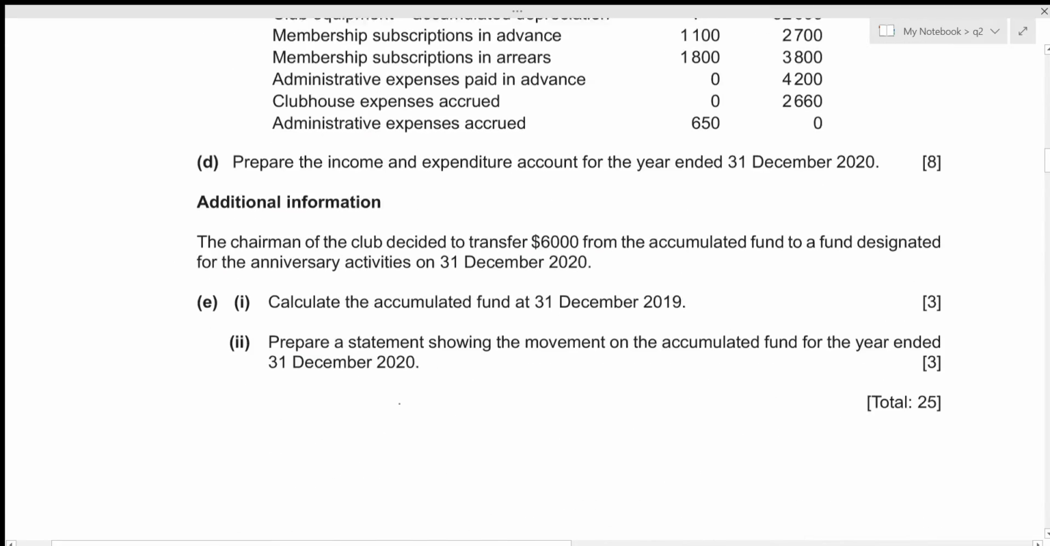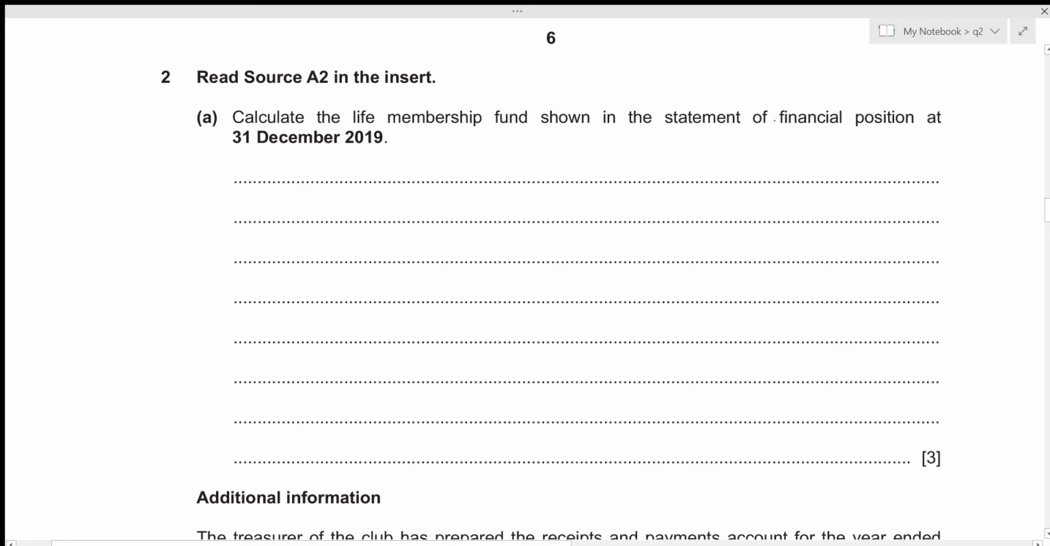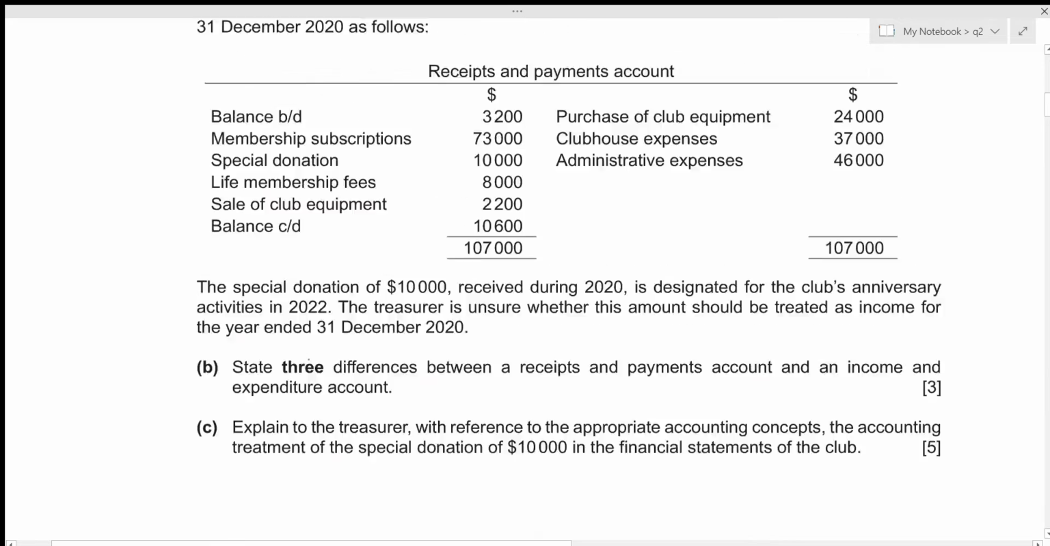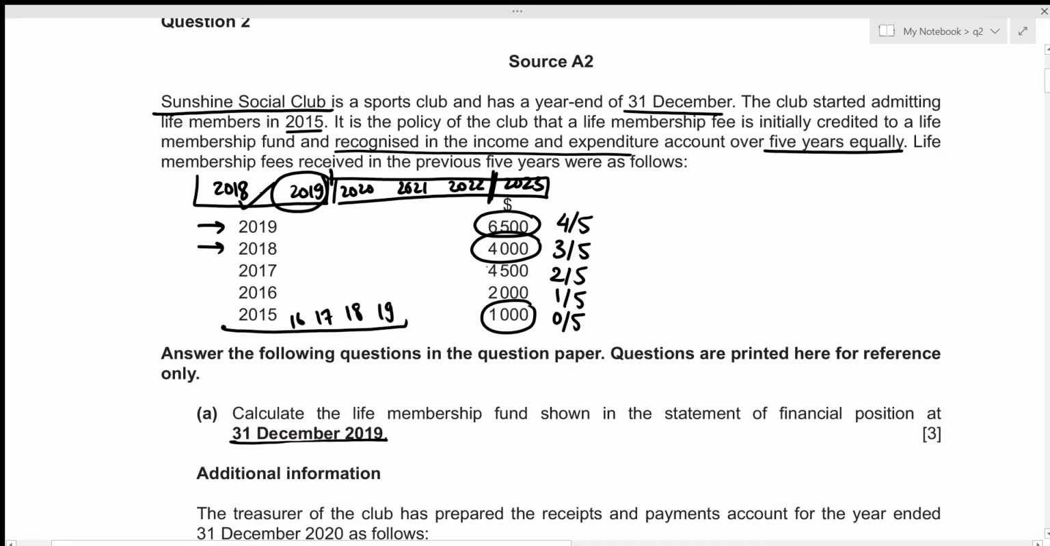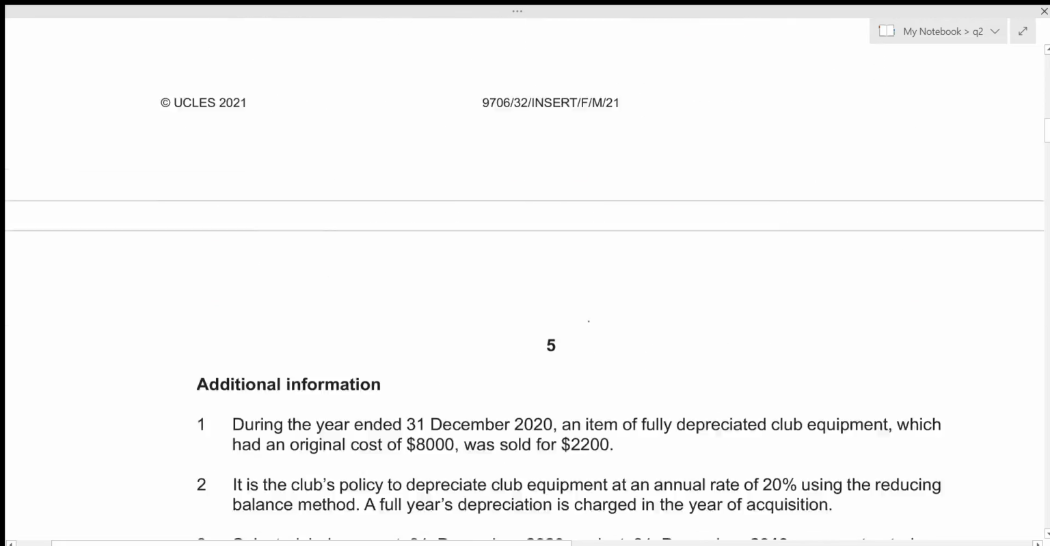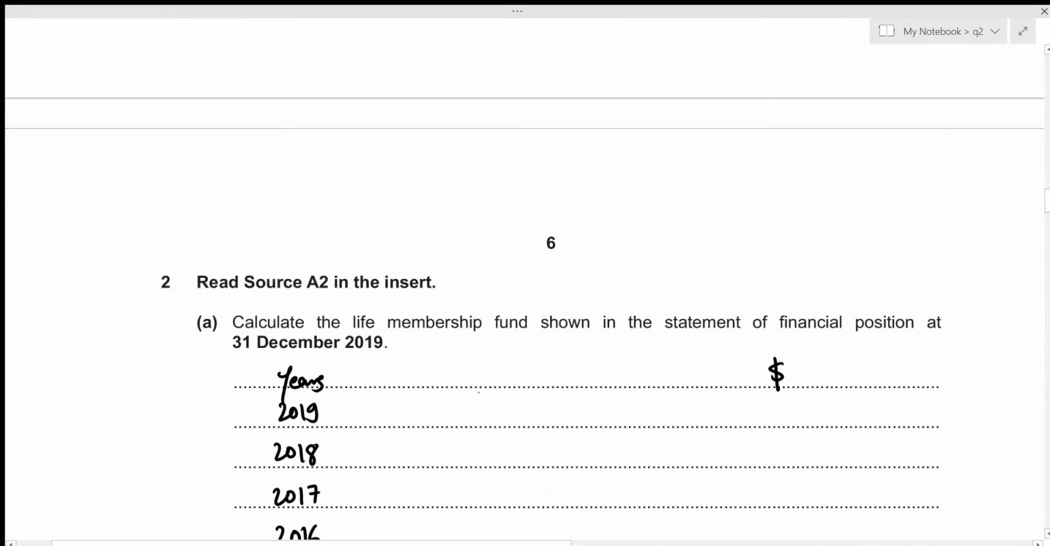Let's create a statement. Okay, so we are talking about our years 2019, 18, 17, 16, and 15. And we already figured out what parts of it will remain in our life membership fund. So for 2019, that will be 6,500, and only 4 out of 5 parts remain. So we just need to multiply these two together for all these amounts. For 2019, that's 6,500 times 4 by 5. Let's write it down. And this results in the amount of 5,200.